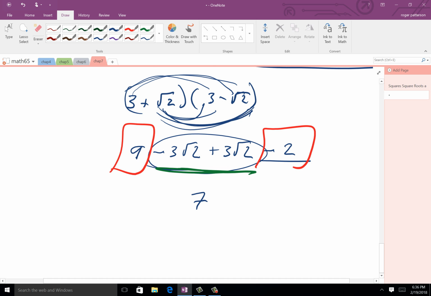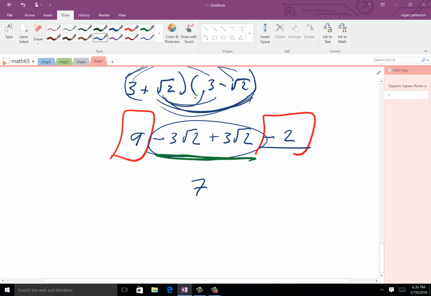These special situations are called conjugates. So if we have something like this, a plus the square root of b, or it could be a b, and a minus the square root of b, then those are called conjugates because the plus and the minus are different.